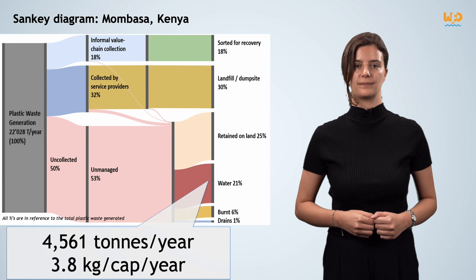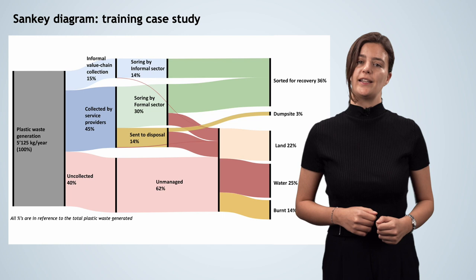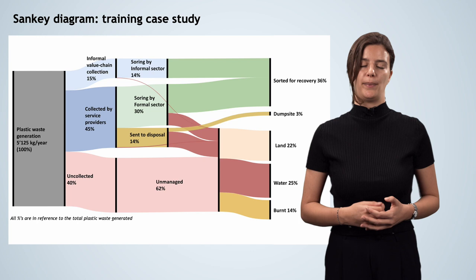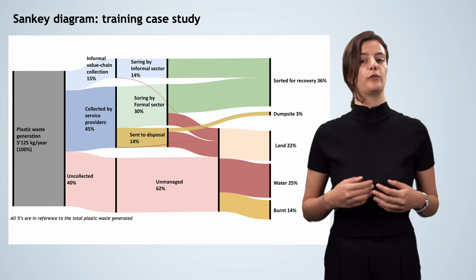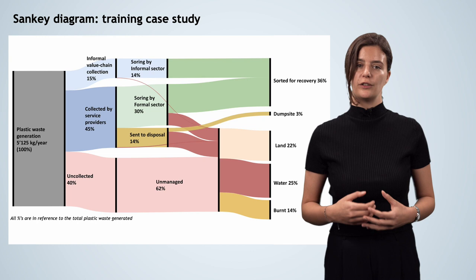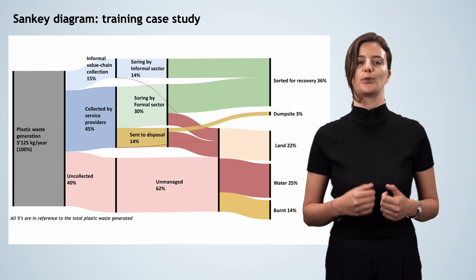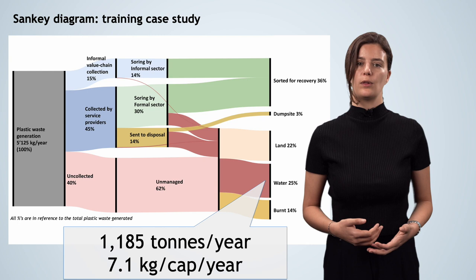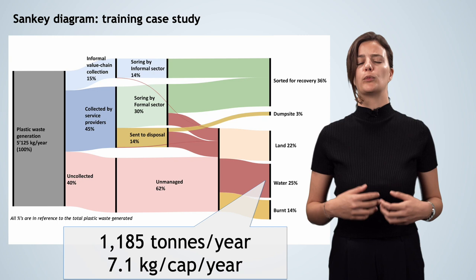Let's have a look at this other example. We can see here that uncollected waste is, again, the greatest contributor to unmanaged plastic waste. The leakages from the disposal site and the rejects from the formal sorting also contribute significantly to the total plastic leakage. Therefore, a key intervention here would be to expand the collection services and improve the conditions of the disposal site and of the rejects from the sorting facilities. The leakages to the water system in this example are of 1,185 tons per year, which is equivalent to more than 7 kilograms per person.